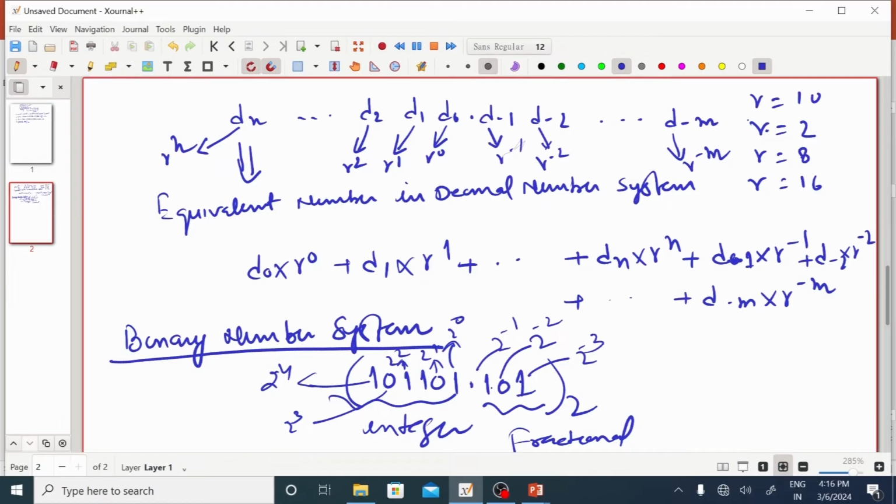So how do we obtain the decimal equivalent? This is written as 1 multiplied by 2 to the power 4 plus 0 multiplied by 2 to the power 3 plus 1 multiplied by 2 to the power 2 plus 1 multiplied by 2 to the power 1. This is 2 to the power 5, this is 2 to the power 4, this is 2 to the power 3, this is 2 to the power 2, 2 to the power 1, and this is 2 to the power 0.